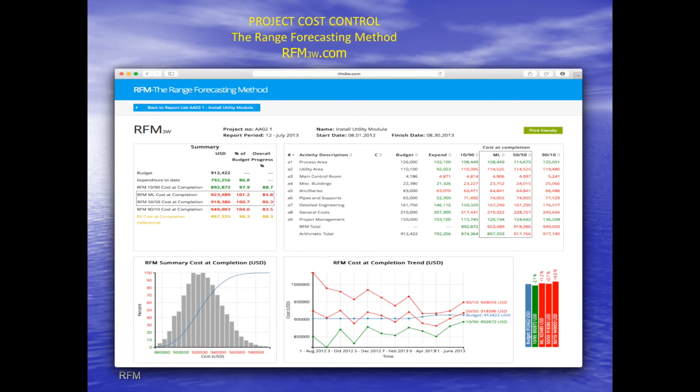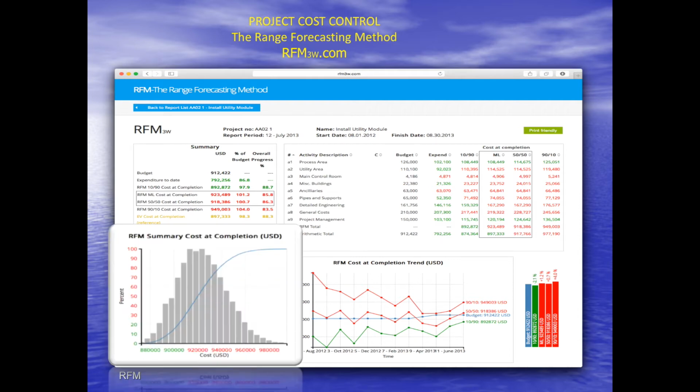Now, this screen displays 5 of the most essential reports produced by RFM. The reports are available from anywhere on the globe at any time, since RFM3W is a web-based project control system.